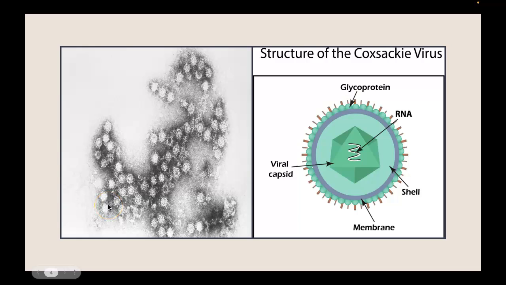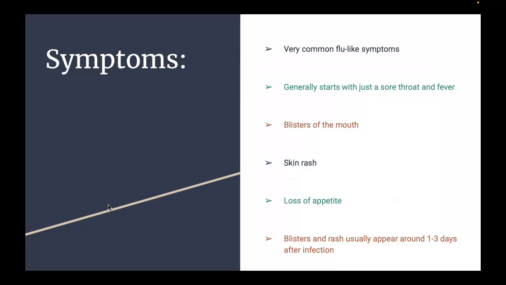And basically, how it works, it initially gets inside the upper respiratory tract, usually mostly in the tonsils, and then into the small bowel, and that's basically where it grows. So it causes very common flu-like symptoms. Usually it starts with just a sore throat and a fever. Sometimes a headache can come from it as well.